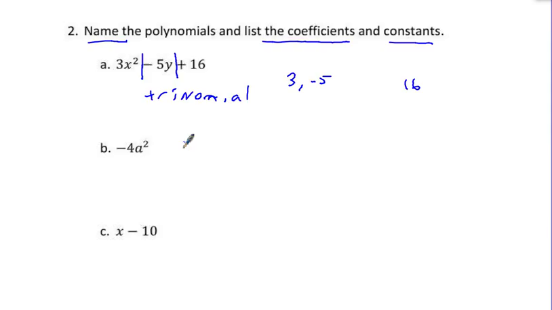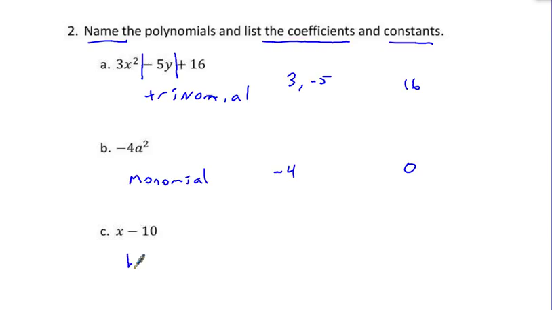In example B, we have just one term here. This is therefore a monomial. It does have a coefficient of negative 4, which is being multiplied by the a squared. And there is no constant. Well, you could say the constant is 0 because there's nothing there.